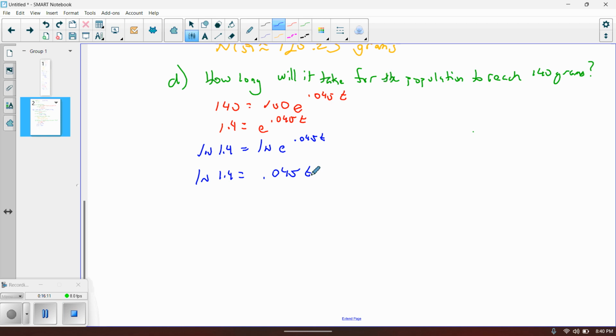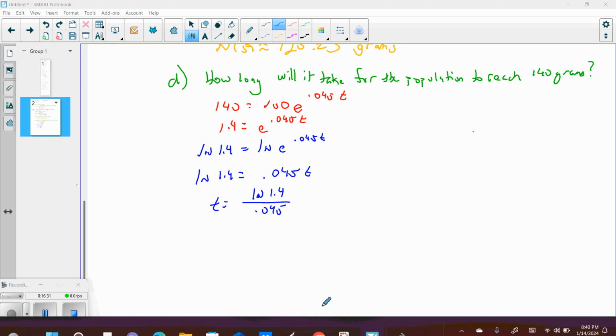And now to solve for t, you're going to divide both sides by 0.045. So t is going to equal the natural log of 1.4 divided by 0.045. That technically is the exact answer. Doesn't really do very much for us as far as indicating a time that we can all understand.